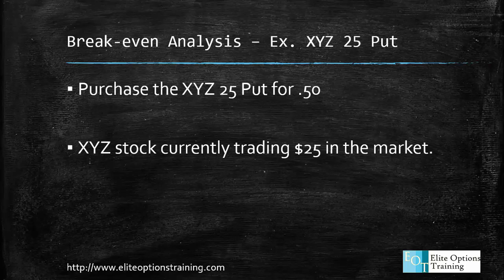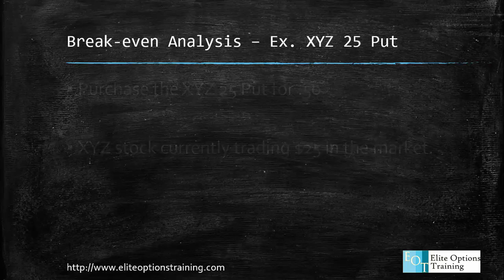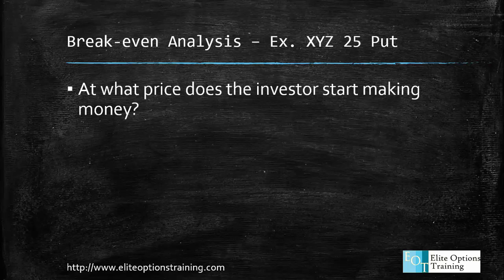Now let's look at an example using put options. For this example, we're going to look at XYZ stock currently trading at $25 in the market. We will purchase the XYZ 25 put for 50 cents. At what price does the investor start making money?